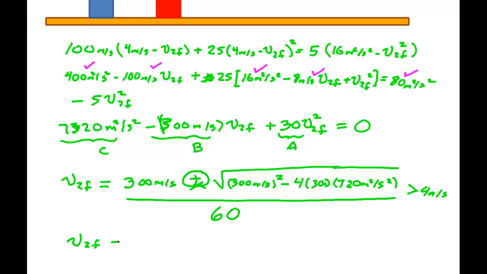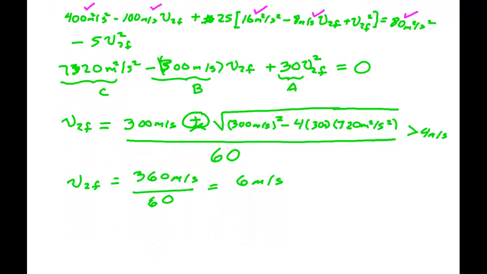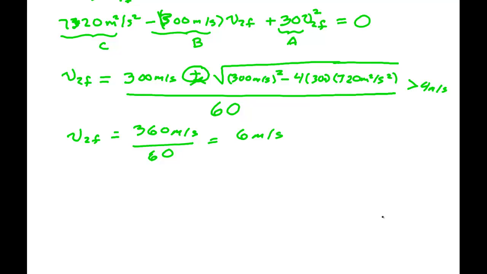So we get 360 meters per second divided by 60, which says that the block is now traveling at 6 meters per second. The reason being is that if you took the minus, you would have got 4 meters per second, which would say this thing hit it and did not change that speed. And that's not possible. Physically not possible.